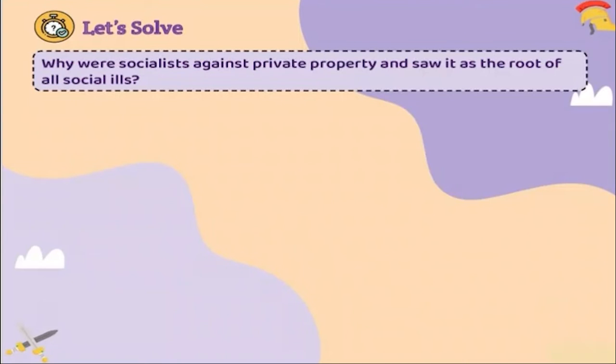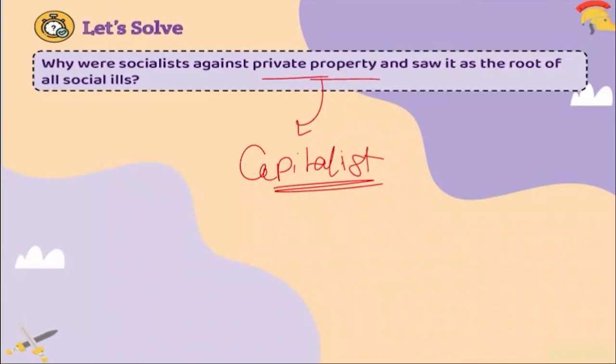After that: why were socialists against private property and saw it as the root of social problems? Private property, all the wealth, was with capitalists. All the power and all the things lay in one hand, and there was a problem. Wages were less and working hours were more. That is why Karl Marx and other socialists were against it.